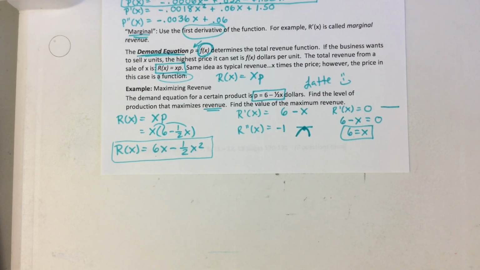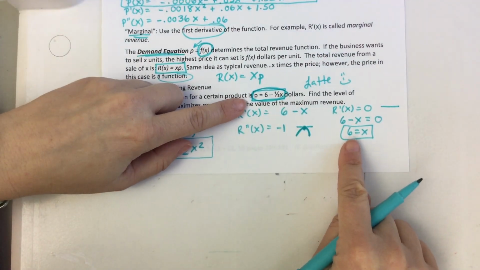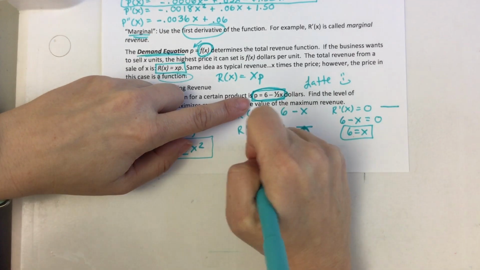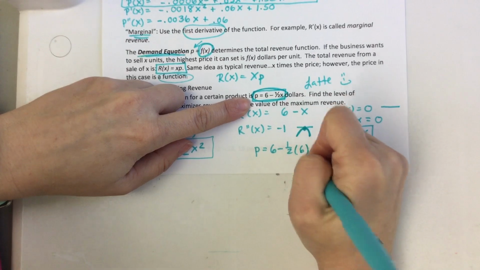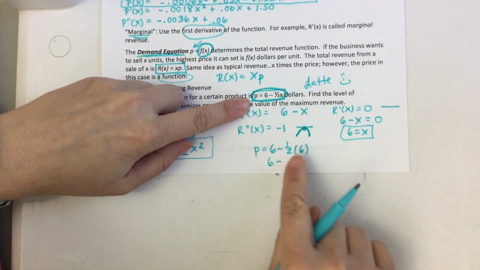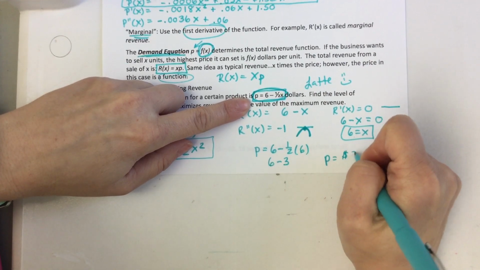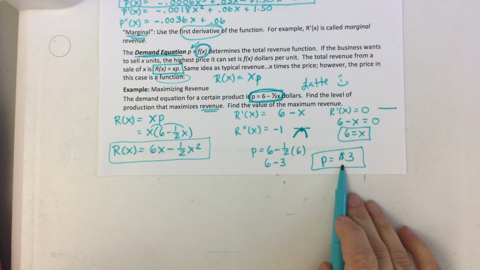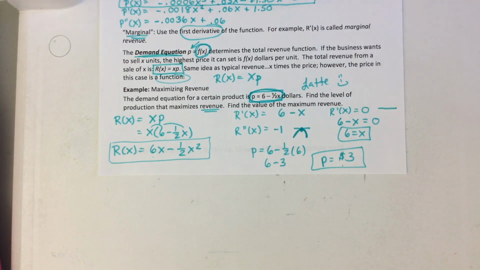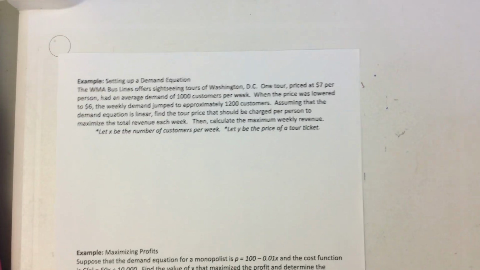Well, how should I price them though? This is the price. So if I want to sell 6 lattes, the price needs to be 6 minus 1/2 x. x is 6, so 6 minus 1/2 of 6 is 3. 6 minus 3 is 3. So if you want to maximize your revenue, you need to price the lattes at $3. Then you will sell 6 of them. Kind of cool stuff, and it's about lattes. Let's look at the next one.